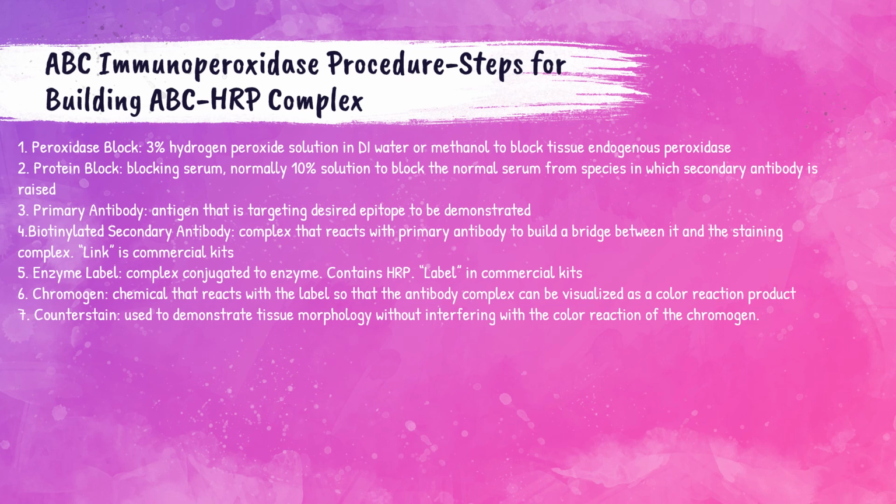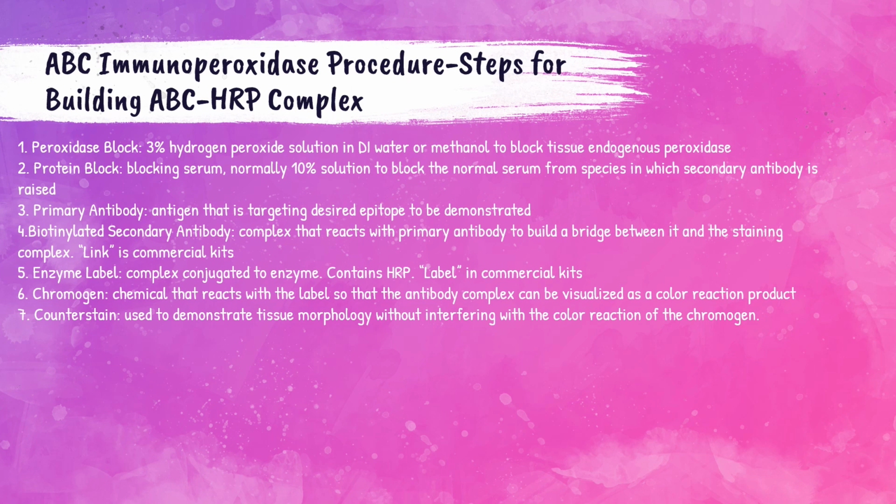An enzyme label, so this is a complex conjugated to an enzyme, and it contains HRP. It's called label in commercial kits. Chromogen, this is a chemical that reacts with that label so that the antibody complex can be visualized as a color reaction product. And then the counterstain, used to demonstrate tissue morphology without interfering with the color reaction of the chromogen.